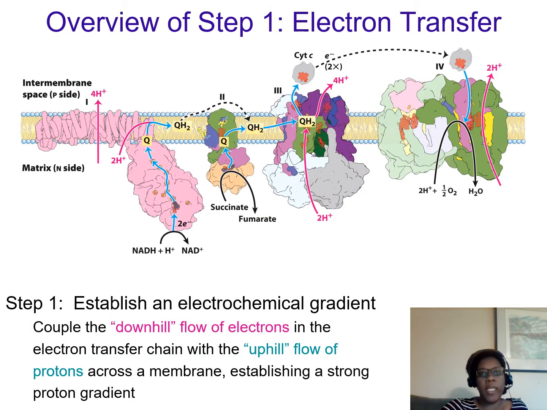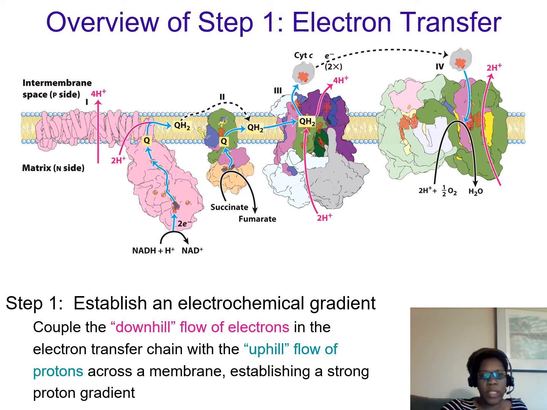Okay, so again, in step 1, we want to establish an electrochemical gradient. We want to couple the downhill flow of electrons, moving electrons from NADH or FADH2 to other electron carriers. And the energy from that transfer is going to be coupled with the uphill flow of protons. So we have electrons sitting in our NADH. I'll just draw that. So this can be NADH or FADH2, either on the matrix side or the inner membrane space. Either side it is in.